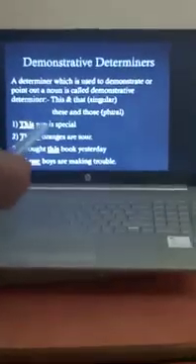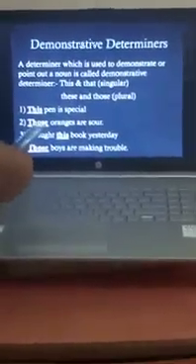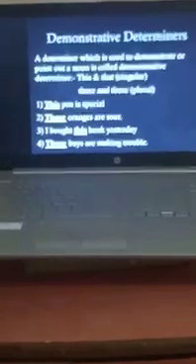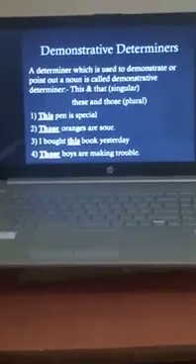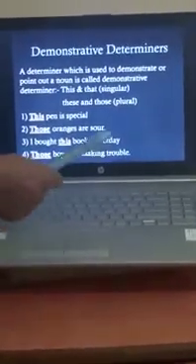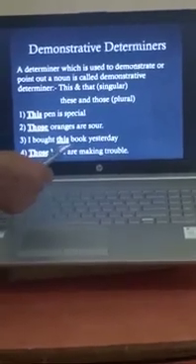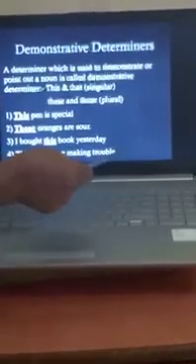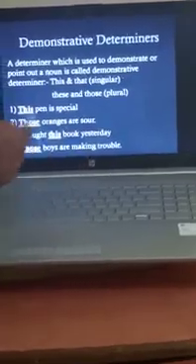Next, those oranges are sour. So those is a demonstrative determiner. I bought this book yesterday. Again this. Those boys are making trouble. So you got it children?